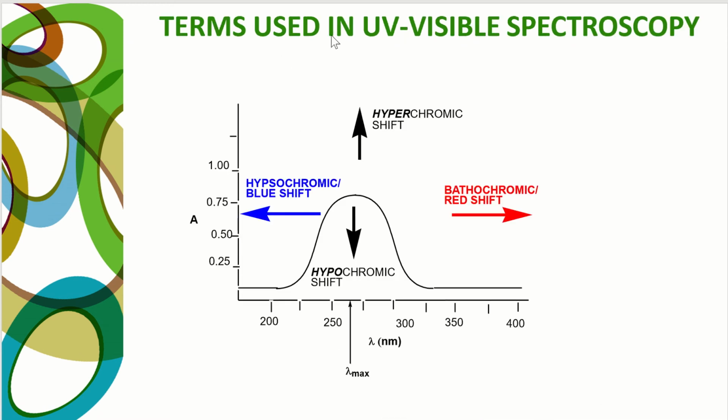All right, some other terms used in UV-Vis: bathochromic or red shift, hypsochromic or blue shift, hypochromic shift, hyperchromic shift. So that's up, down, left, right. Right, so that is for the lambda max. So this is the wavelength here versus absorbance. So when you have a shift to the right, to the left, up or down, these are the terms that are used.